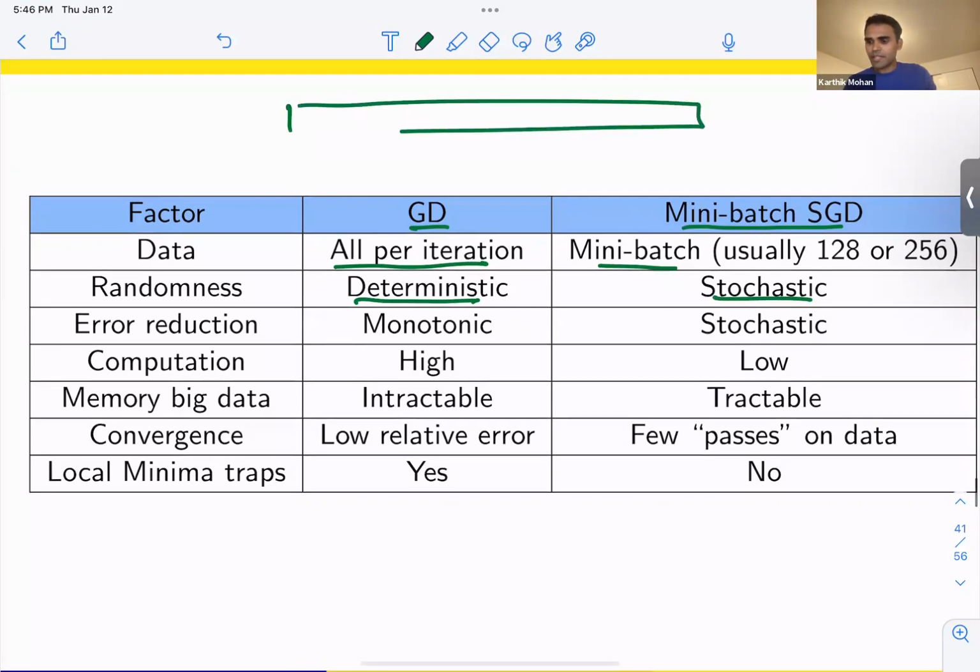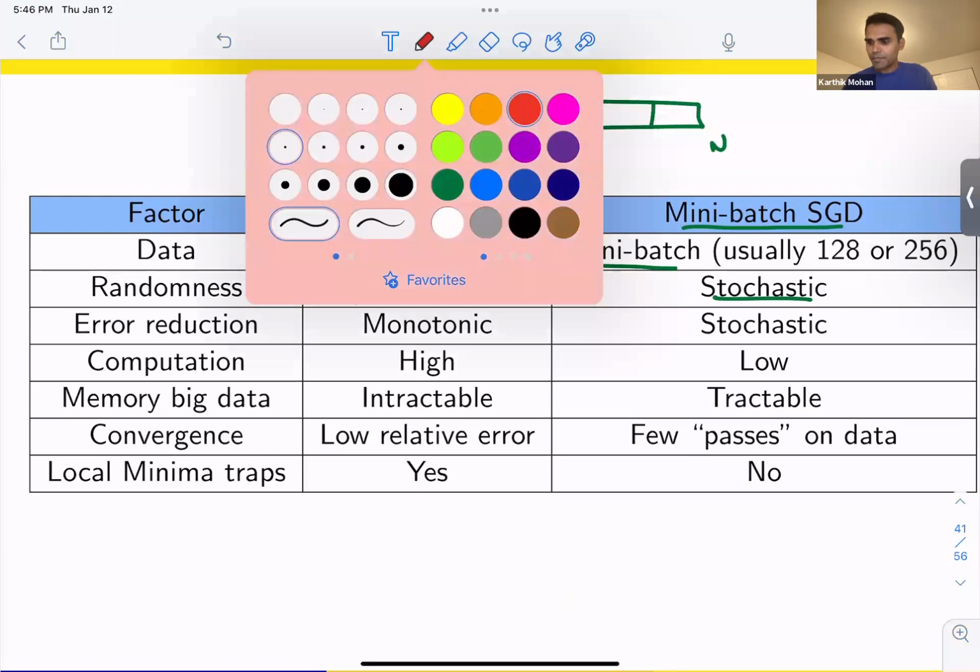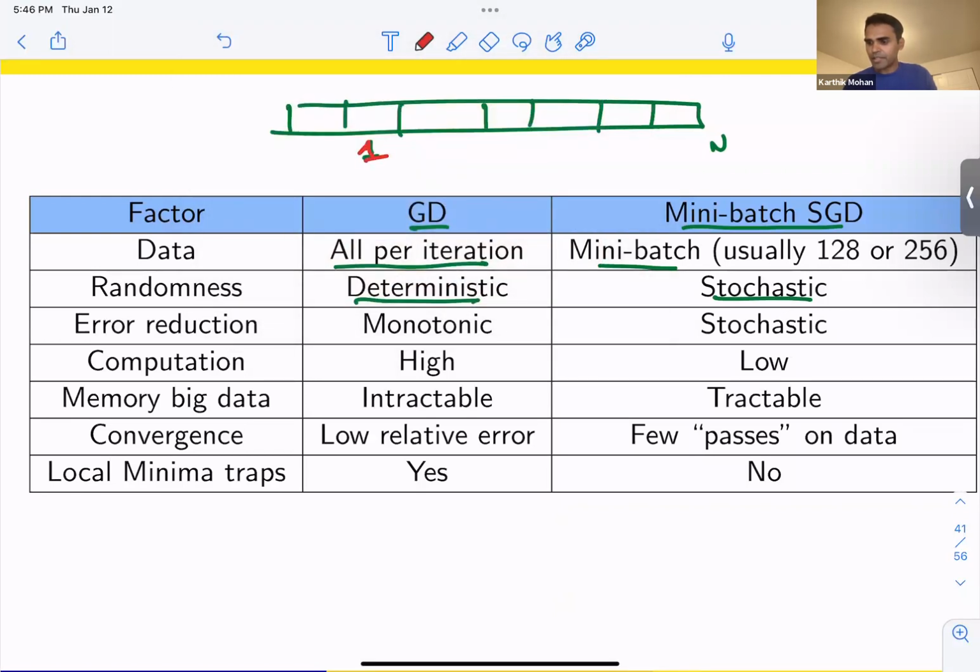So if I have, this is my n data points, I divide it up. So this might be my first batch. This might be my second. This might be my third, fourth, fifth, sixth, seventh. So each of these is a mini batch. So the way I am picking these mini batches, the order in which I'm going through it, is stochastic. So that randomness is stochastic here.